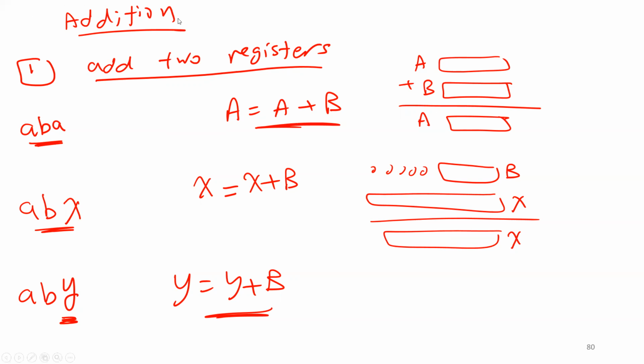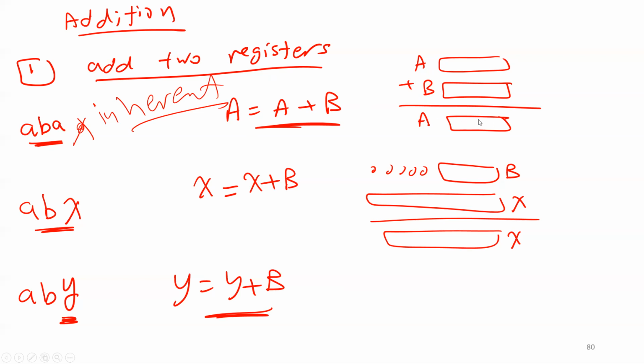Number one, in case of addition, we have 3 instructions to add 2 registers together. For example, we have ABA. This instruction does not need any operands. This one is inherent. I explained before what I mean by inherent. That means you don't need to put any operand next to it. So what ABA is gonna do is add register A to register B and then store the result in register A.